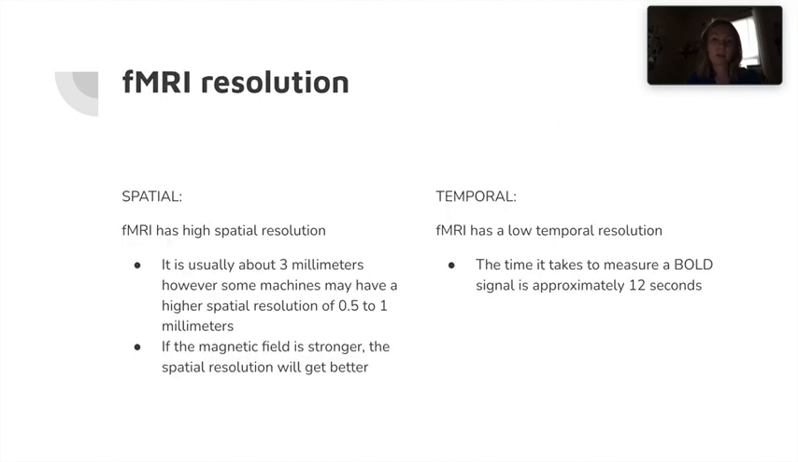fMRIs have high spatial resolution, which basically means that it has a great ability to pinpoint exact areas in the brain where neural activity is taking place. Typically, voxels can be about 3 millimeters, but they can be even more precise or smaller than that.